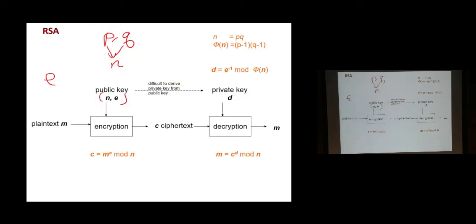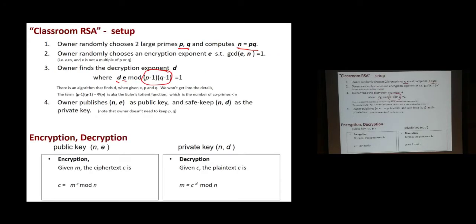So now during the setup phase, choose two primes, get n, randomly pick something called E, then find a D. What is this D? This D has a property: D multiplied by E modulo this number is equal to 1. This (P minus 1)(Q minus 1) you can just treat as is, but it has a name. It's called the Euler totient function. Basically, if you want to know, it's the number of coprimes smaller than n.